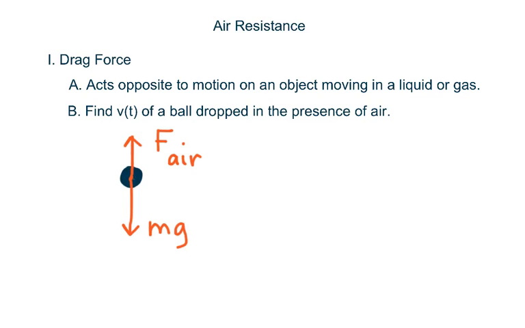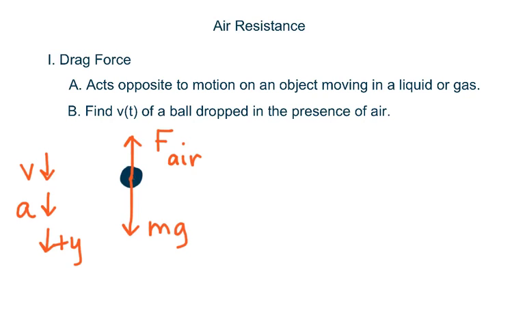Now in this example, the ball will be falling downward, so we're going to have a velocity downward. There will also be an acceleration downward, and therefore I'm going to make downward positive in this problem. So I'm assigning direction and making downward positive.